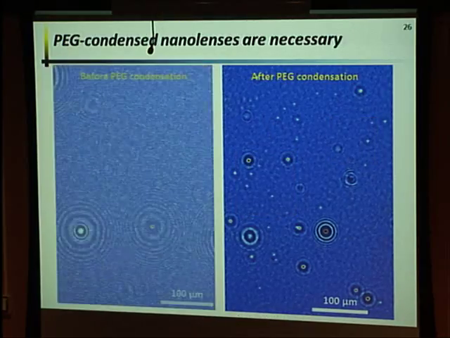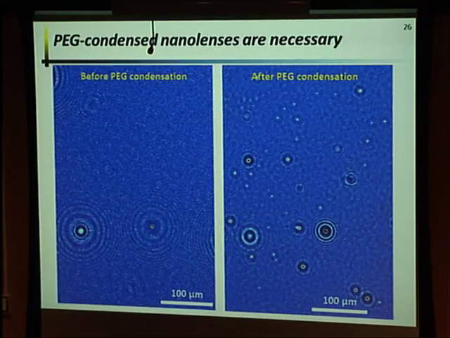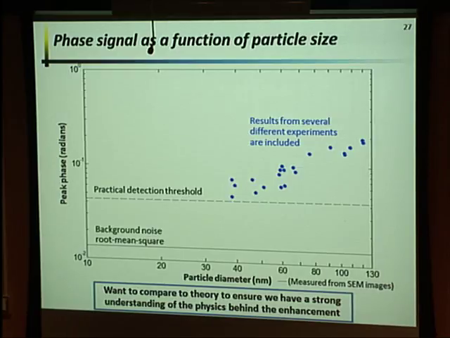And then the other thing, as I said, is we can do a before and after comparison. If you look at before, you can see there are still these two large particles here that we can use as reference marks. But all these smaller features, all these smaller particles, you wouldn't be able to see without these nanolenses. So these nanolenses really are necessary.